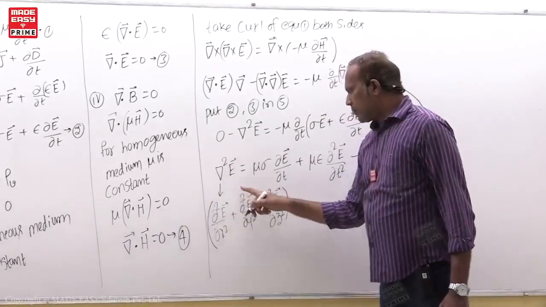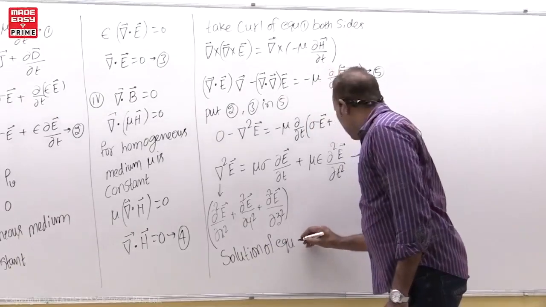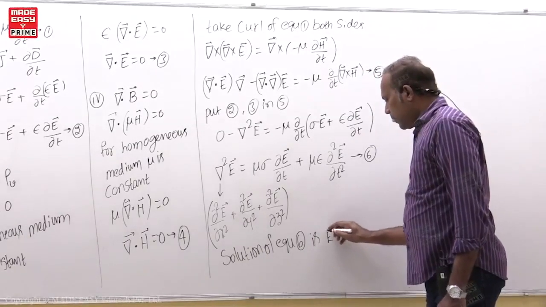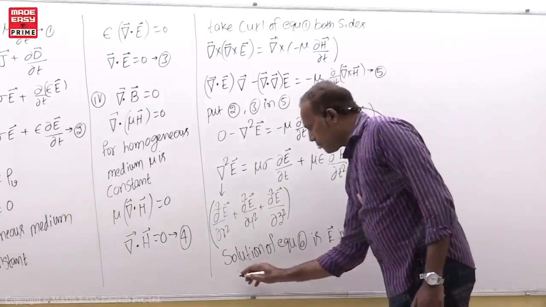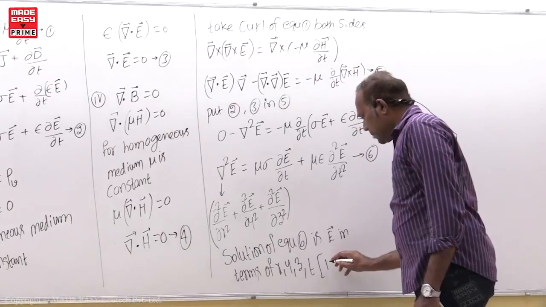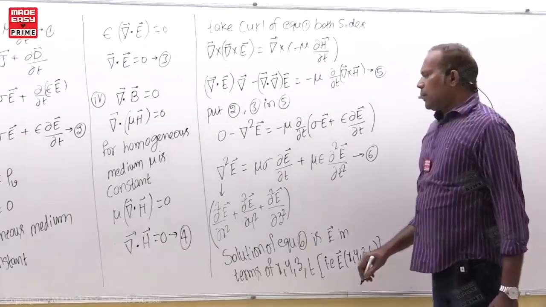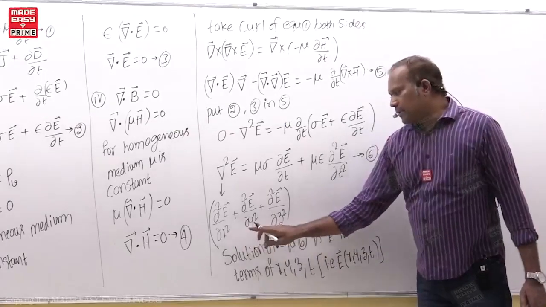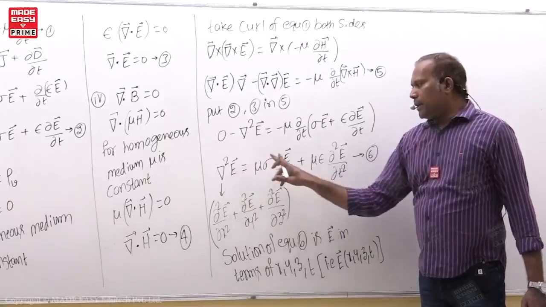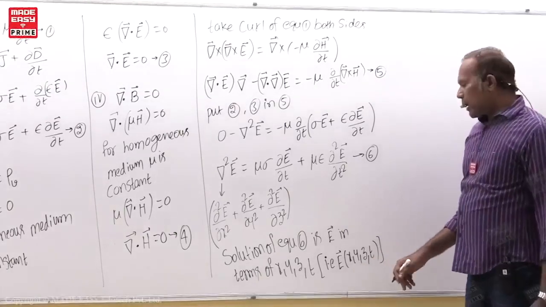Just like that, I wrote here this del square E. The solution of equation 6 is E bar in terms of x comma y comma z comma t. So that means the electric field equation is a function of x comma y comma z comma t. Here in the differential equation, x, y, z, t are called independent variables. So the solution is the electric field in terms of the independent variables x comma y comma z comma t. So there are 4 independent variables.